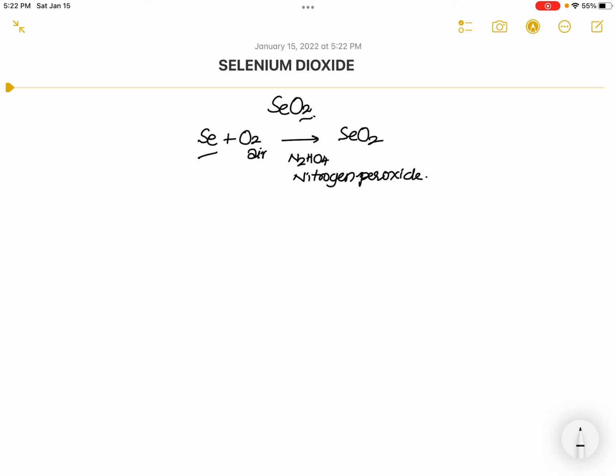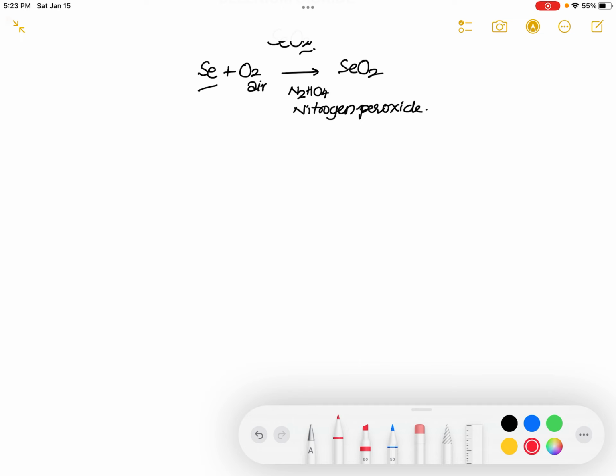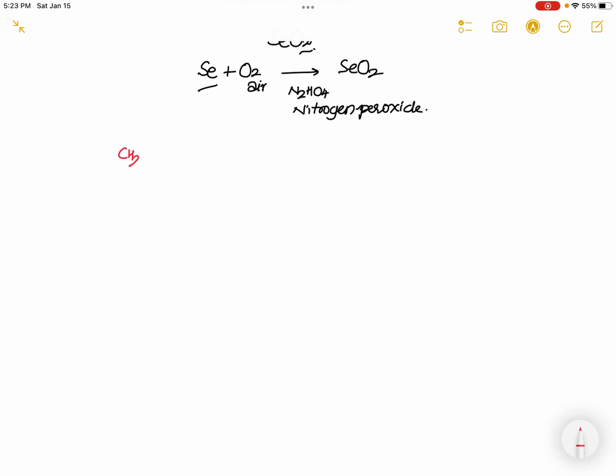Selenium dioxide is very specific for the oxidation process, particularly if you have a CH2-C=O group. When selenium dioxide is used, it becomes C=O, C=O. So you can say these two hydrogens are oxidized. Or you can take a methyl ketone: when you use selenium dioxide, the CH3 of C=O is converted to CHO.